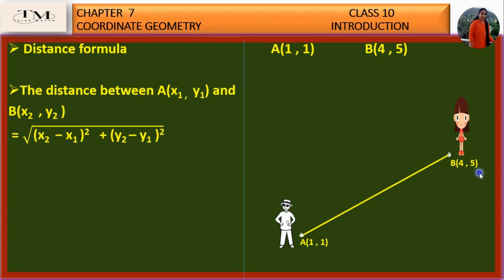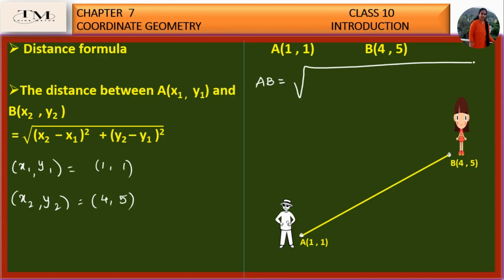Okay. So suppose this boy is at A of 1, 1 and the girl is at B of 4, 5. So we need to know the distance between the boy and the girl. So let us find the distance using the formula. So here x1, y1 is 1, 1 and x2, y2 is 4, 5.